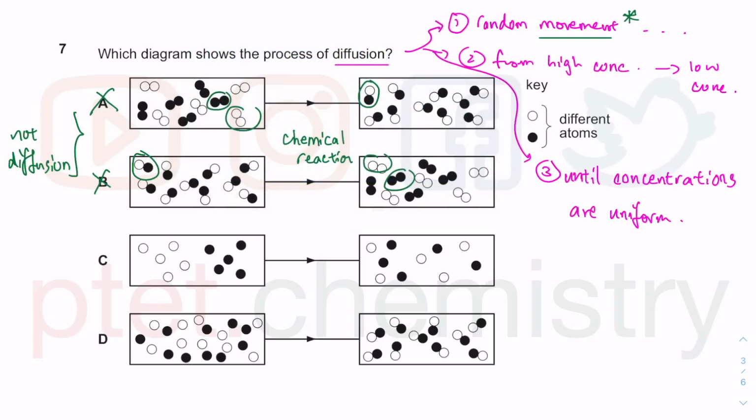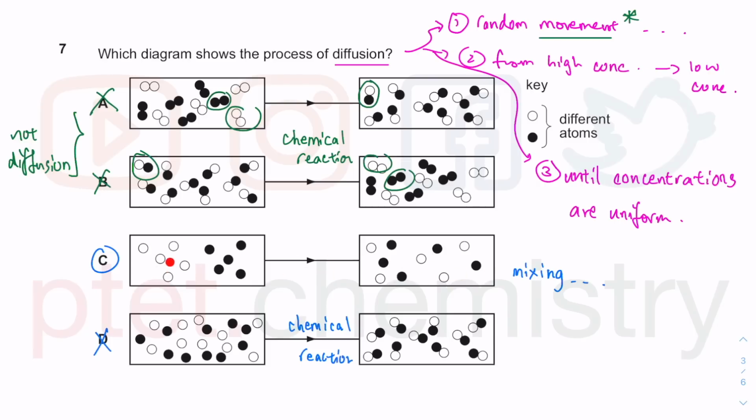Here you have single atoms. Here you have a lot of this white one, a lot of the black one. Now they become evenly distributed, where they get mixed up. So you have mixing. You get mixing because they're randomly moved, they don't combine, but here they combined. So here you get another chemical reaction or chemical change. So this is not diffusion. Only option C shows diffusion, because they're just mixing of particles.